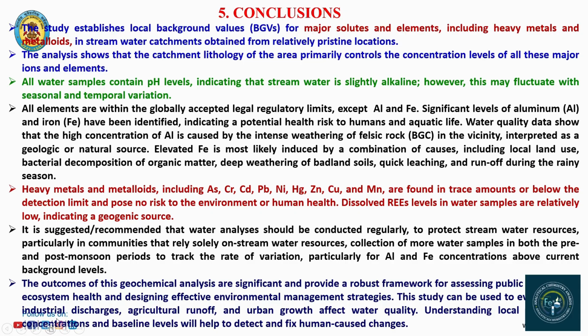And regarding heavy metals and metal oxides, we have arsenic, chromium, cadmium, lead, nickel, mercury, zinc, copper, and manganese. These are found in trace amounts or below the detection limits. There is no harm and they pose no risk to environment or human health. Dissolved REEs levels in the water samples are relatively low, indicating a geogenic source.